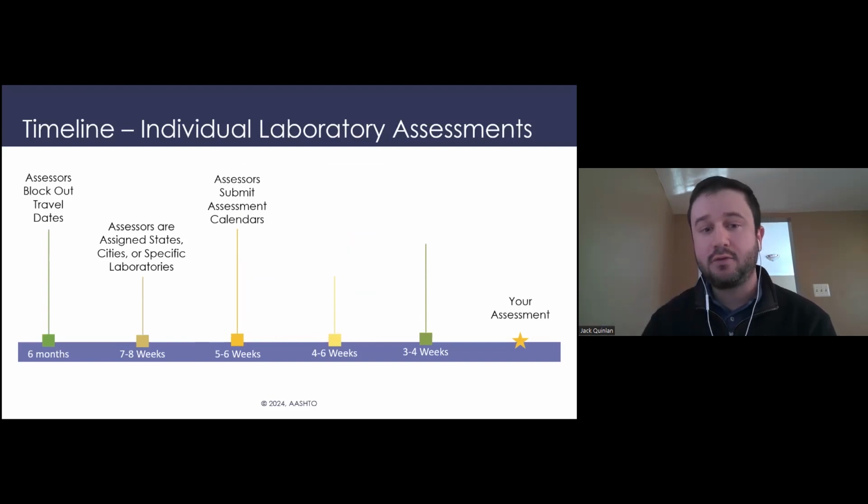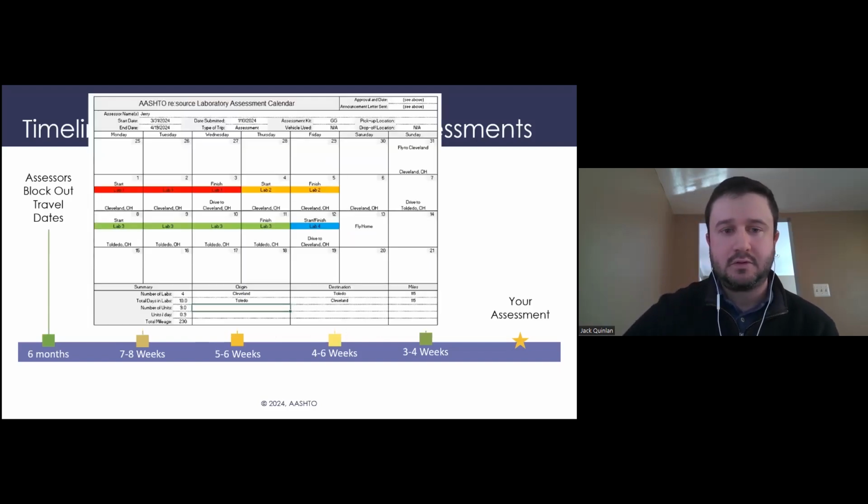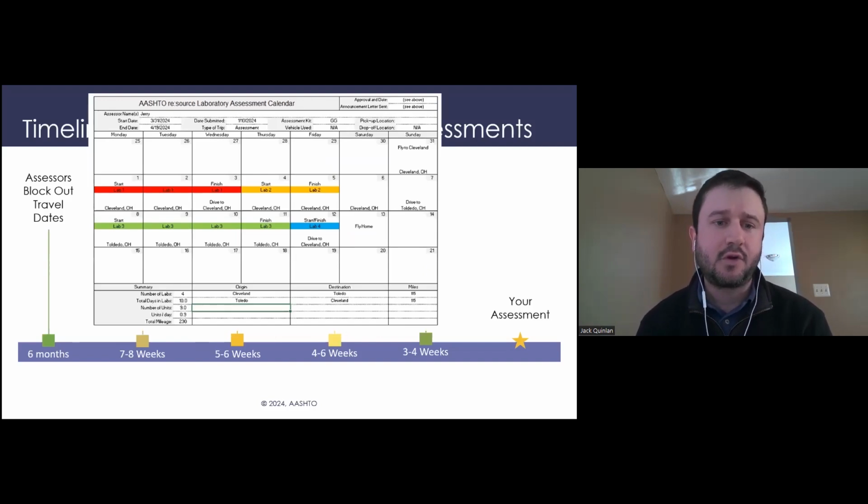5 to 6 weeks out from an assessment trip, an assessor will begin to put together an assessment calendar, which looks something like this. It's kind of like putting a puzzle together. We have all sizes and shapes of labs, and it's up to the assessor to piece them together as best they can. Like I was saying, most assessors travel for 2 weeks at a time, so Jerry is looking to fill 10 business days here with assessments.